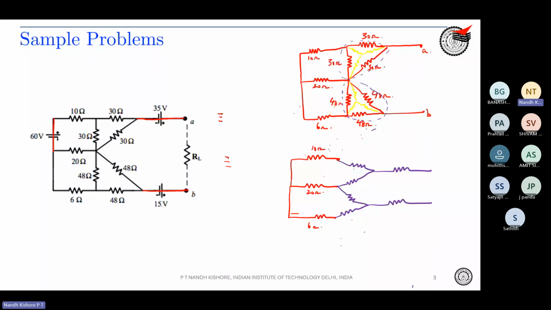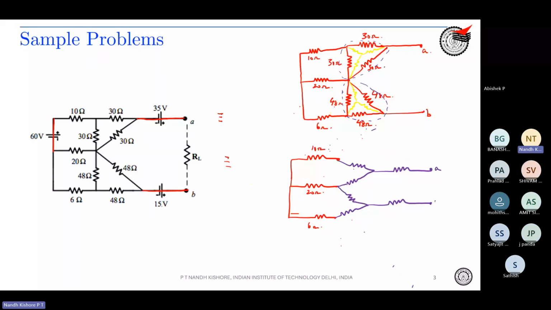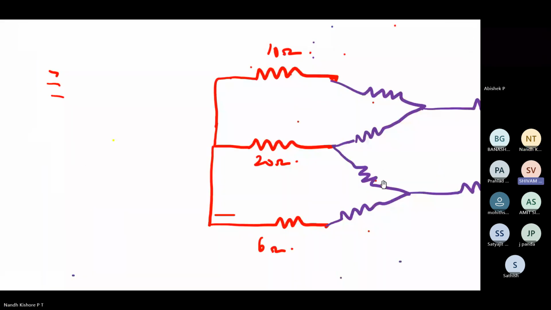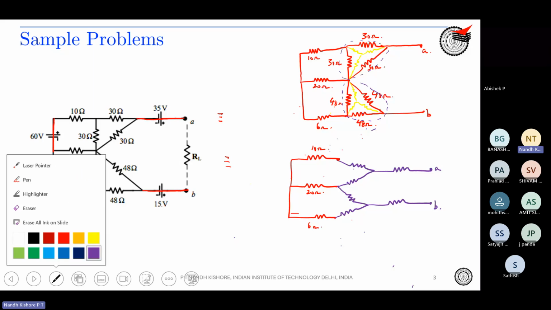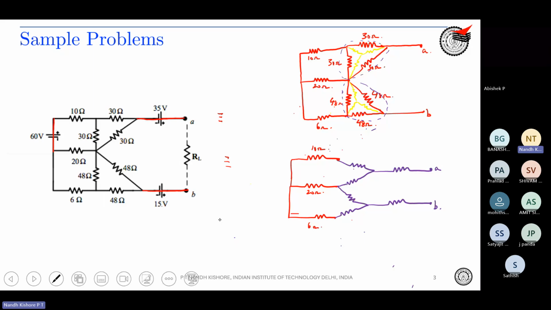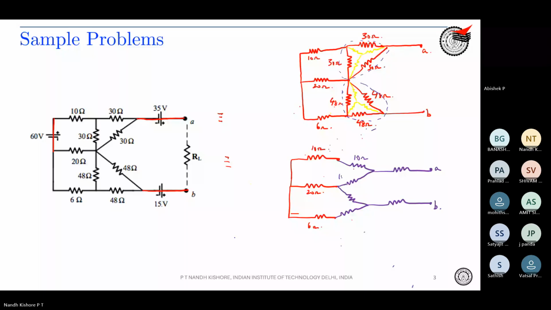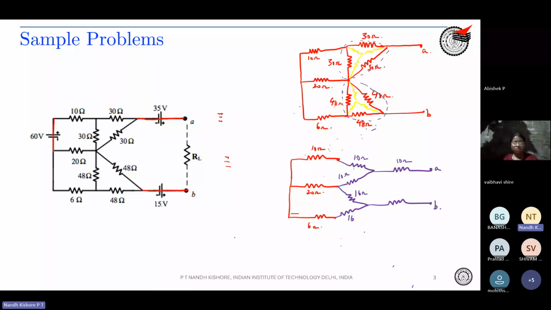So this is your A and this is your B. Okay. So what are these resistor values? 10 ohm, 10 ohm, 10 ohm. Correct. So it will directly be 30 by 3. So it will be 10 ohm, 10 ohm, 10 ohm, 16 ohm, 16 ohm, 16 ohm. Okay. So again, this can be simplified further.